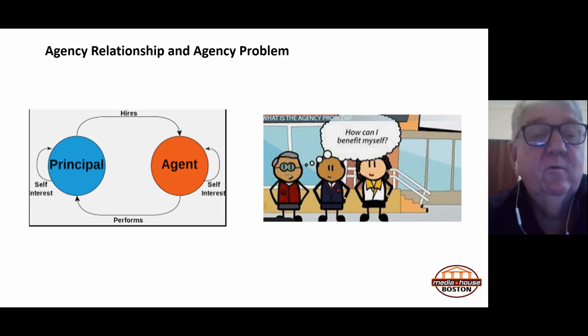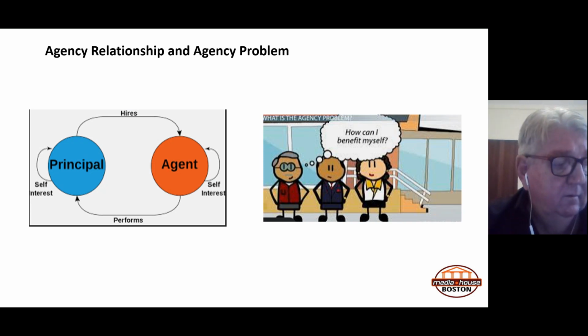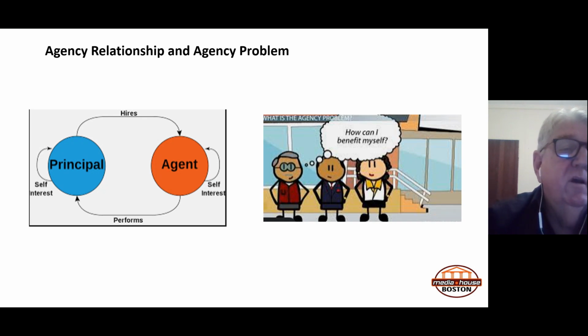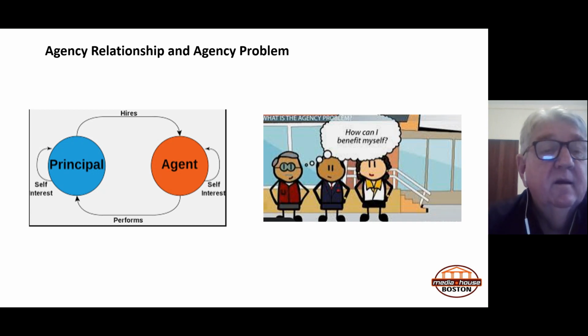Okay, then lastly, we come to what is called the agency problem. So what the agency problem is the following. If we look at a business, the shareholders, which is called the principal on the left of the picture, okay, they hire managers to manage the business for them. Okay, and those are called agents. And the agents must perform to the benefit of the principal or the owners of the business.